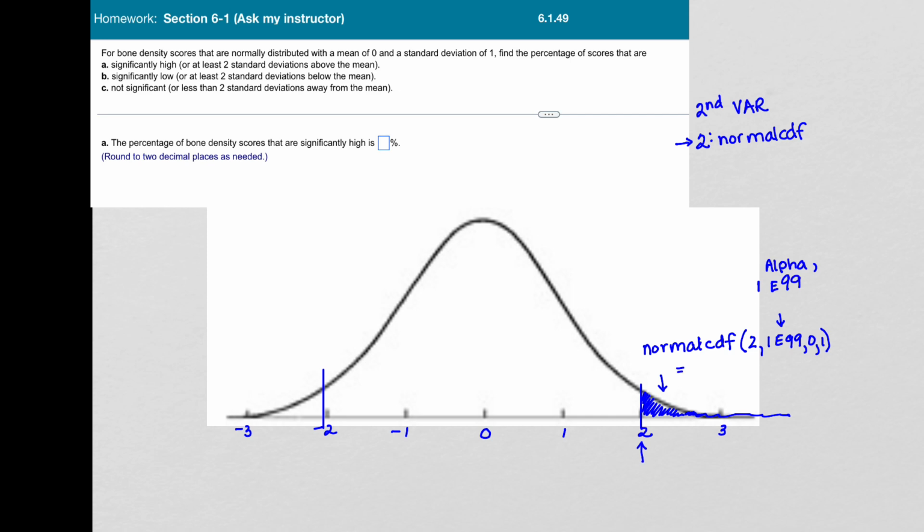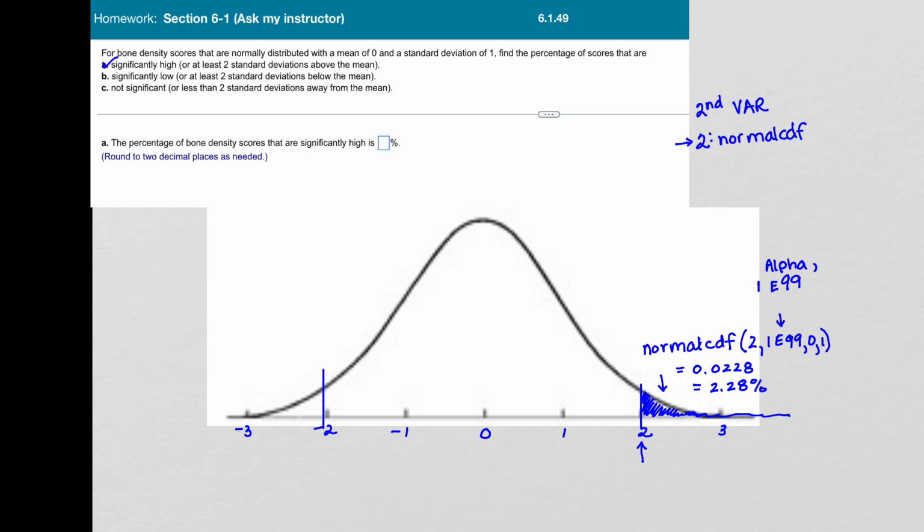And when I do this, I get 0.0228, rounded to 4 places, because we want to round our percentage to 2 places. So then I can say this is equal to 2.28%. So that's our answer for part A. So we've got A done.